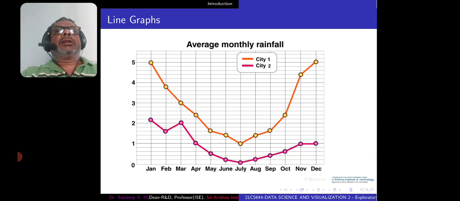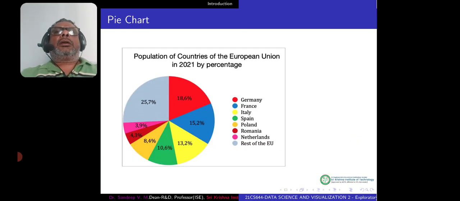So that's a line graph. Pie chart is basically used for showing share of each value. So here the total circle is total share, that is the total one. So here it is talking about the population of European Union in 2021. It's shown in terms of percentile. So the different colors are showing different countries' population.